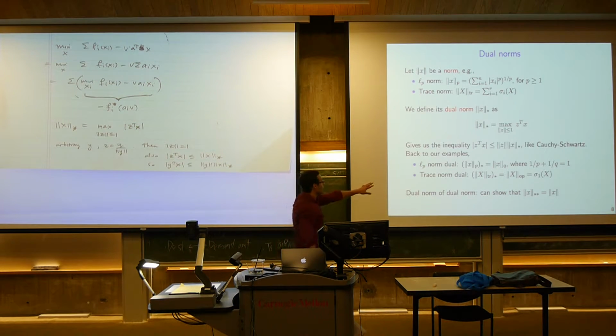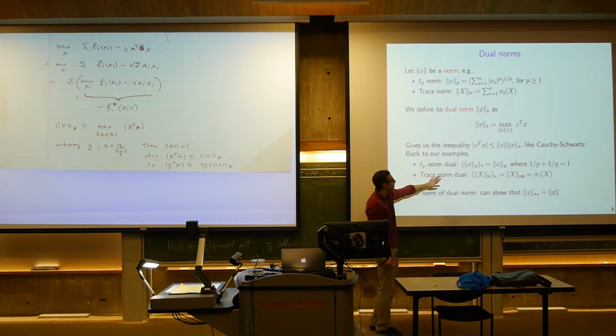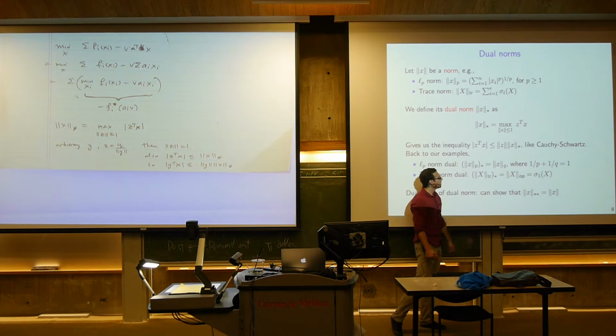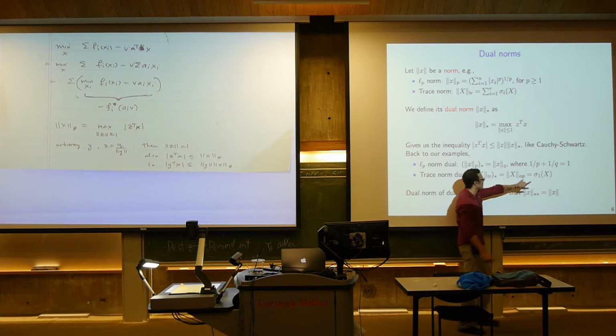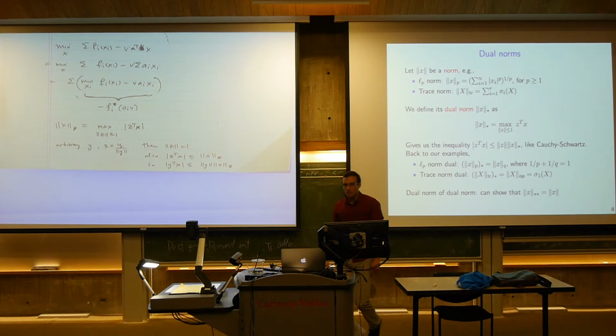So that inequality is used very often. It's very useful. And if we go back to our examples, remember that we stated previous times in the course, just as a fact, that the dual of the LP norm is the LQ norm, where p and q are sometimes called complementary: 1 over p plus 1 over q is equal to 1. So this gives us stuff like the 2 norm is its own dual, and the 1 norm is the dual of the infinity norm, and vice versa. And another important and useful fact is that the dual of the trace norm is the operator norm.